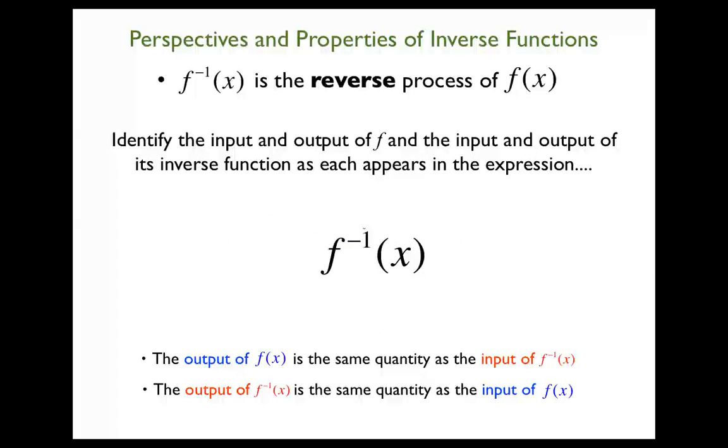Okay, do it again. Same thing, go. So 4 things: input and output of F, input and output of F inverse. How are they represented, or how do they appear in this?